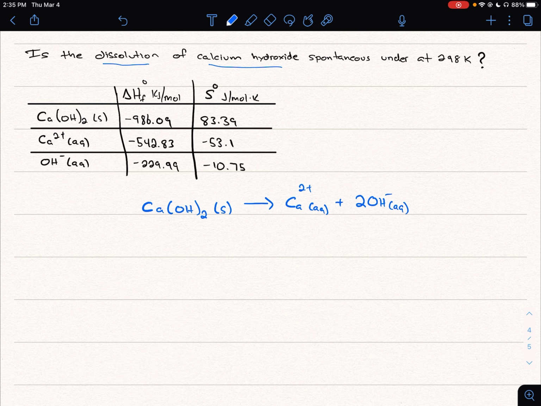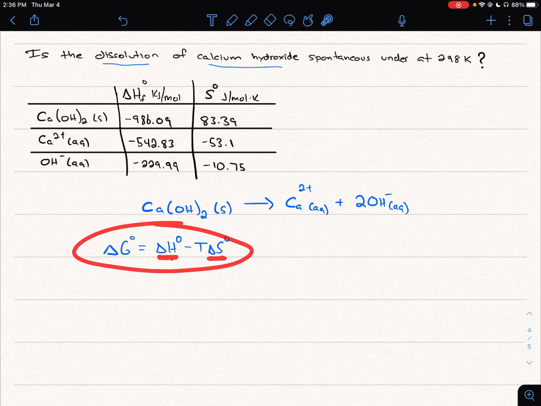And so recall, we have an equation for delta G. Delta G is equal to delta H naught minus T delta S naught. And so to solve our equation, we're going to have to solve for what is delta H of this reaction, what is delta S of this reaction, and then we can substitute into our equation.